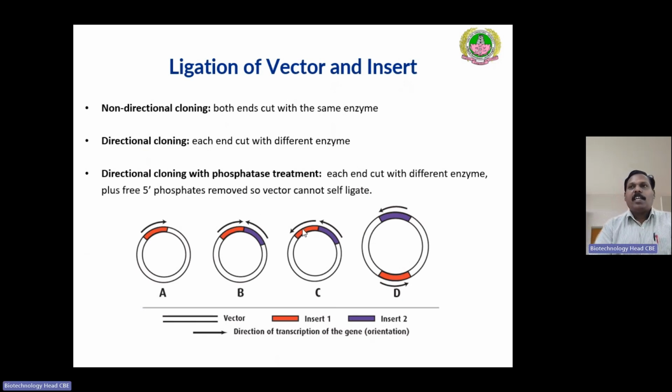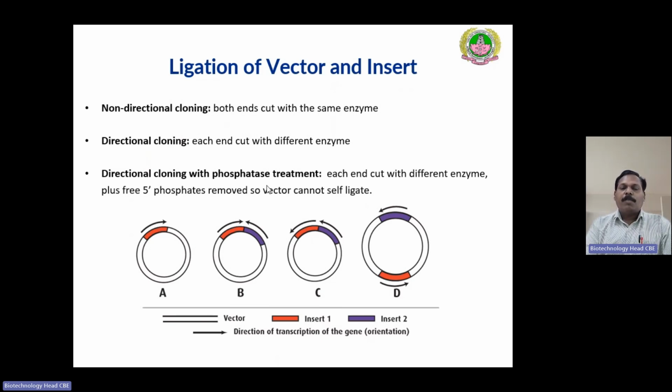Ligation of vector and insert can be performed by initially digesting them with the same enzyme. If you use the same enzyme for cutting open the vector as well as the insert, then we refer to that kind of cloning as non-directional cloning. Whereas if you cut the vector and insert with different enzymes, we call it directional cloning, because the recognition specificity at the two ends of the vector and the insert DNA will differ, giving no choice of orientation and making it a directional cloning.